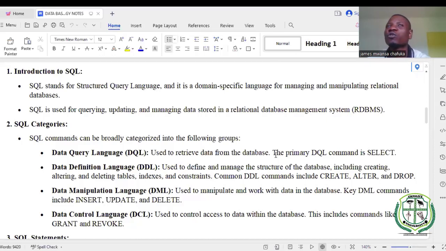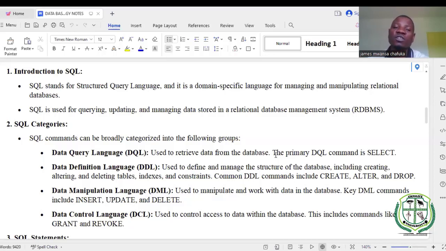Okay, so we have just been talking about data query language, followed by data definition language. So we shall proceed by looking at data manipulation language. Remember, we are still looking at the categories of structured query language in database management.